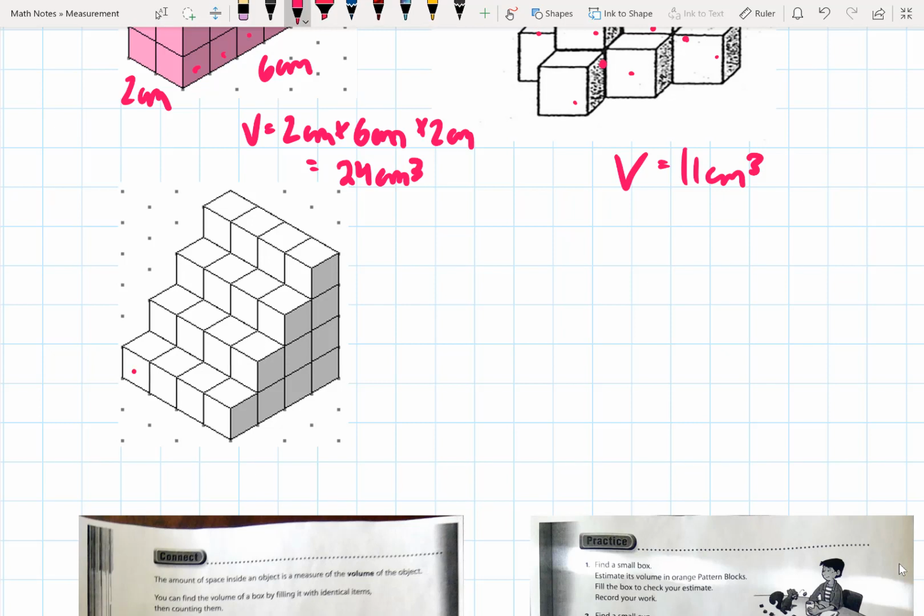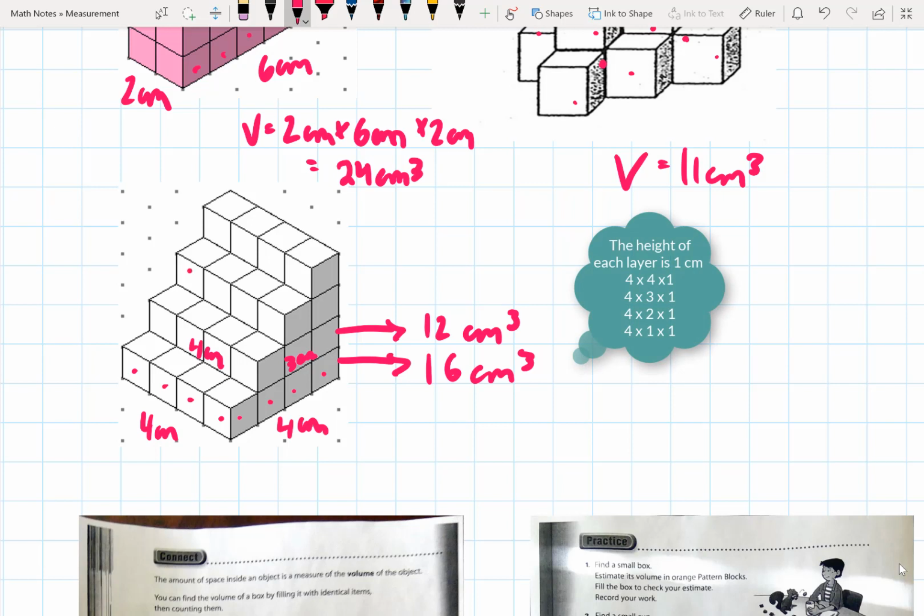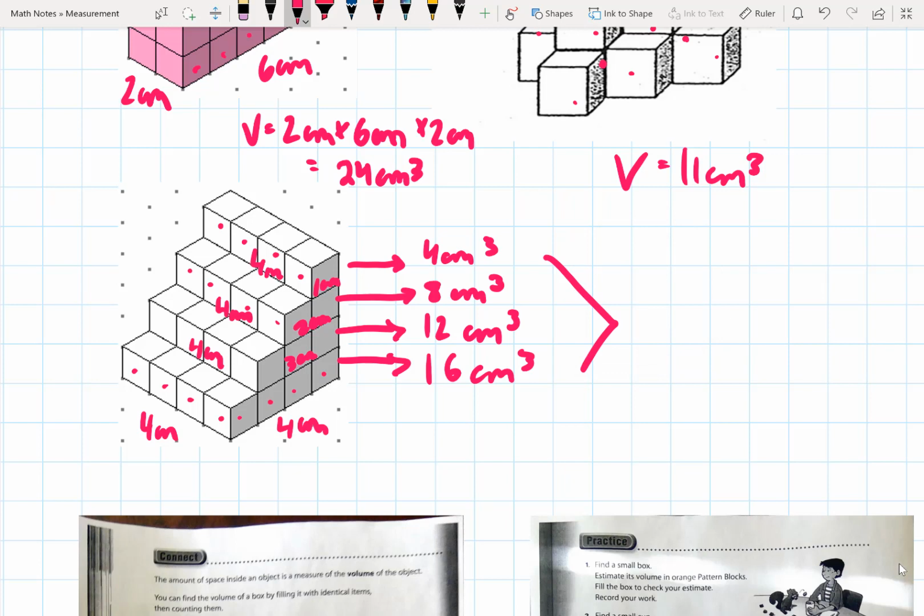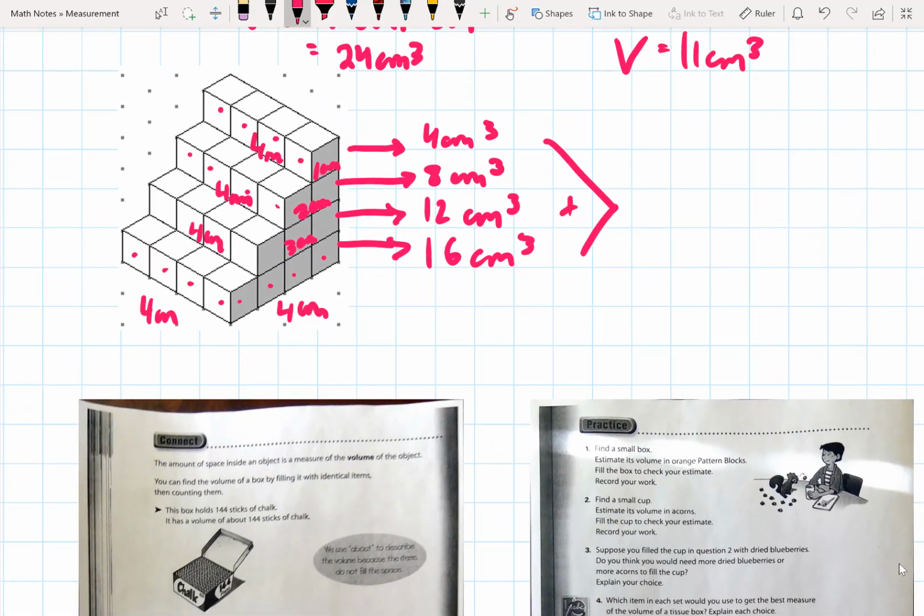So the volume of this bottom layer is 1, 2, 3, 4 centimeters by 4 centimeters by 1 centimeter. So the volume of this layer is 16 centimeters cubed. The volume of this is 4 centimeters by 3 centimeters, which is 12 centimeters cubed. This 4 again by 2 centimeters by 1. So the volume of this is 8 centimeters cubed. And the volume of this is 4 centimeters by 1 centimeter by 1 centimeter, which is equal to 4 centimeters cubed. And then if I were to add all of those up, it'd be 28, 36, 40. So it's going to be 40 centimeters cubed.